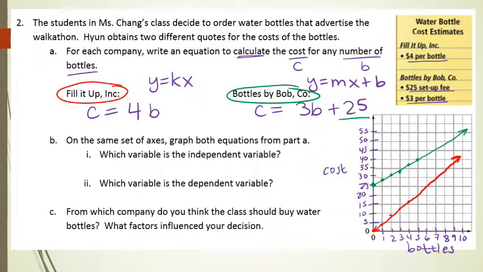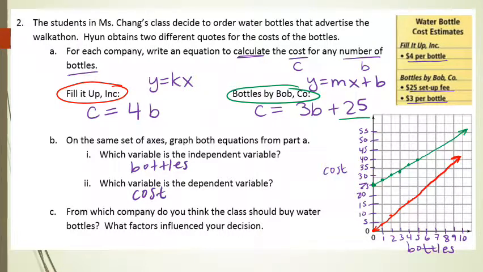So next question that I have here is, which variable is the independent variable? I'm hoping you're thinking about how the independent variable is the x-axis value. And so when we're looking at what's on the x-axis here, we see the bottles. So bottles is the independent variable, the number of bottles, and the dependent variable depends on that. That would be the cost.